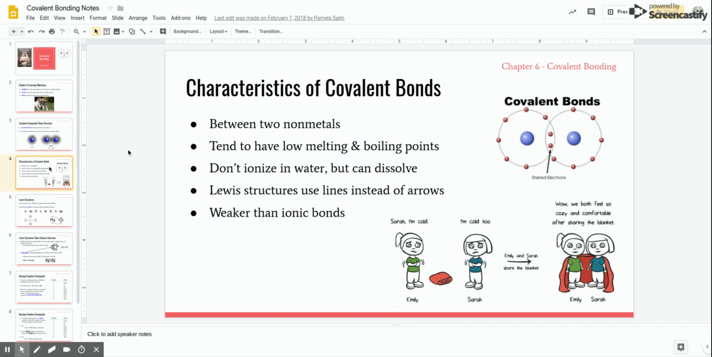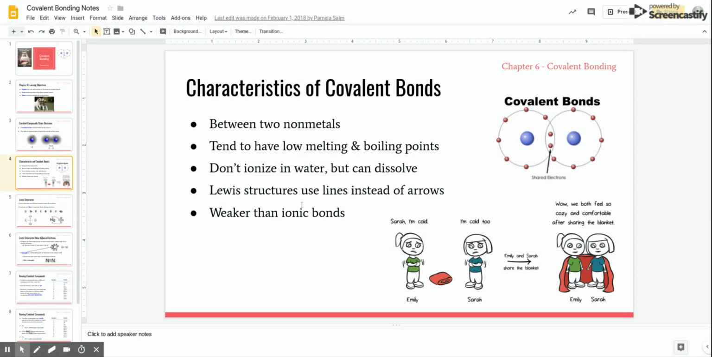This is always between two nonmetals. They tend to have low melting and boiling points, whereas our ionic bonds tend to have high melting and boiling points. They don't ionize in water, but they can dissolve. For example, sugar is a covalent compound. Covalent compounds can dissolve, but they do not ionize. Ionize is where, like salt, it breaks apart, charges up the water, and becomes an electrolyte.